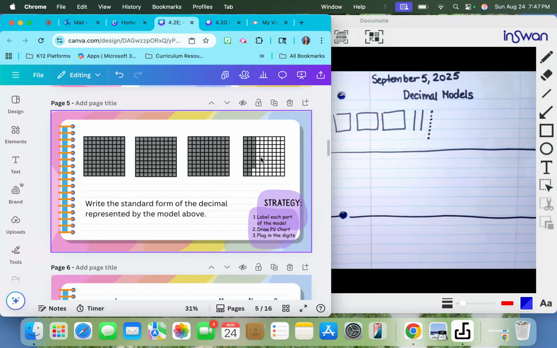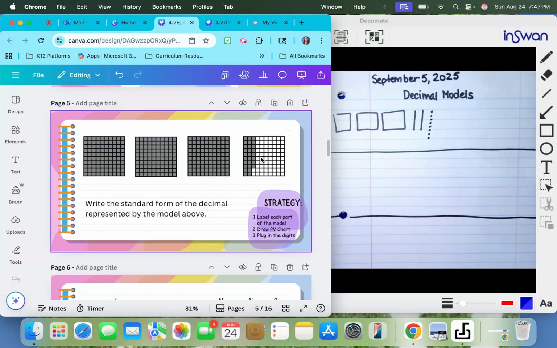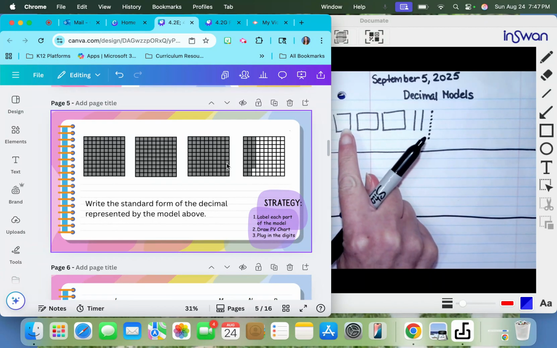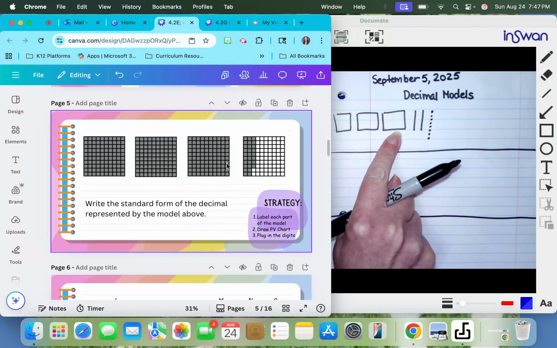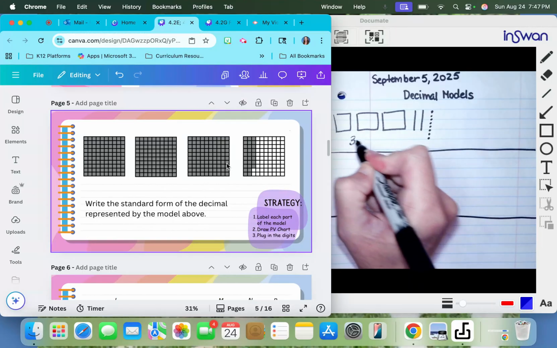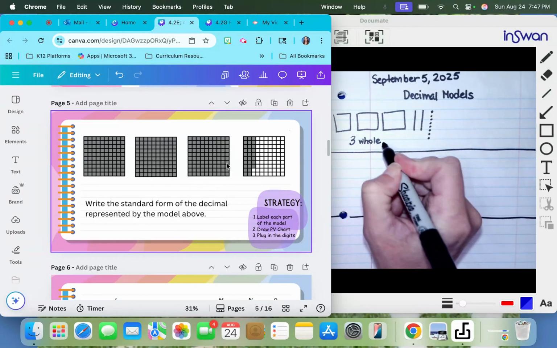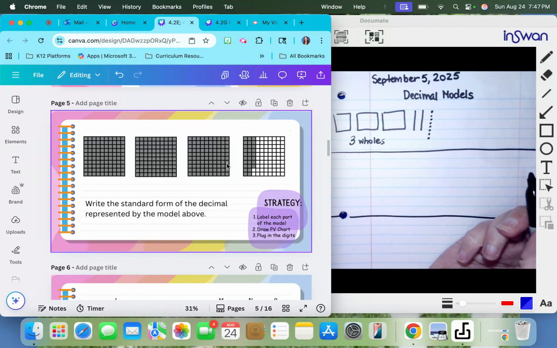So there's a quick sketch of this model that I can now label. So these represent wholes. I know that this represents a whole because it has all of the hundredths shaded in. The whole thing is shaded. And how many do we have? 1, 2, 3. So we have 3 whole. I'm going to mark that. 3 whole. So that is going to be our whole number.